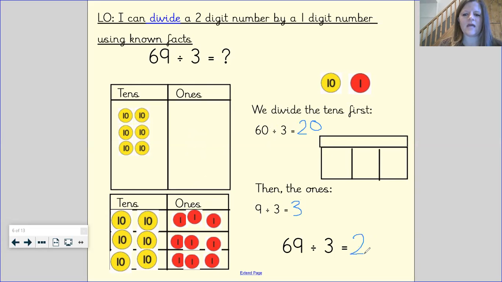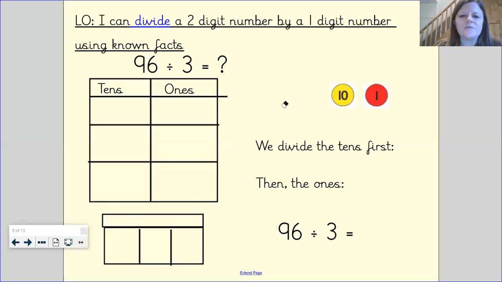Again, if you get stuck on the ones further down the line, stop and revisit this slide, and this should help. I'm just going to pause a moment for you to have a go at that and take it in. Okay, so we've got this question: 96 divided by 3.